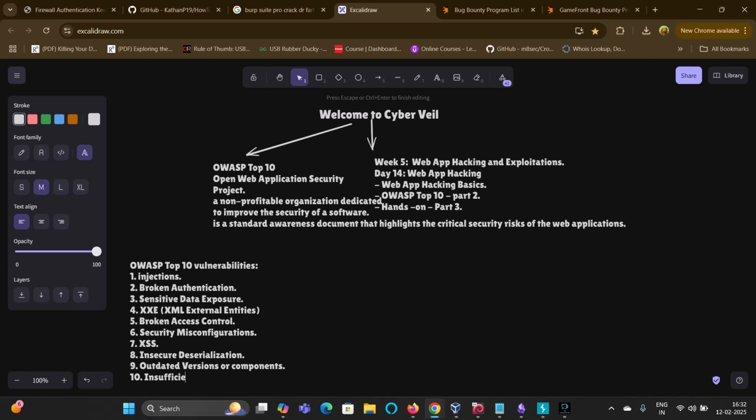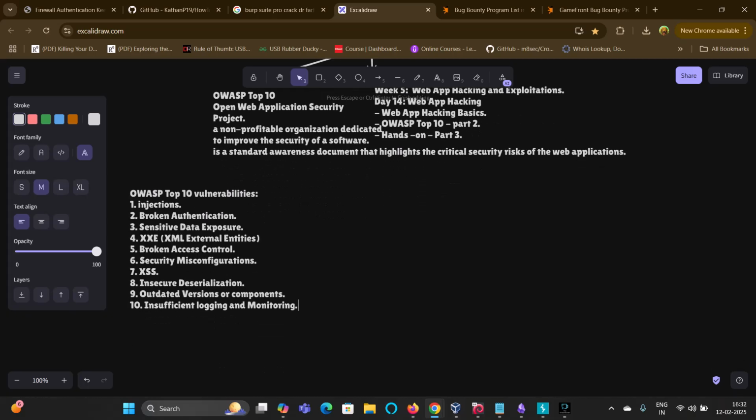Insufficient logging and monitoring. And I guess this is clear by its name itself, right? It is clear from the name what it is basically, right? And now we are going to discuss each and every one of them step by step.